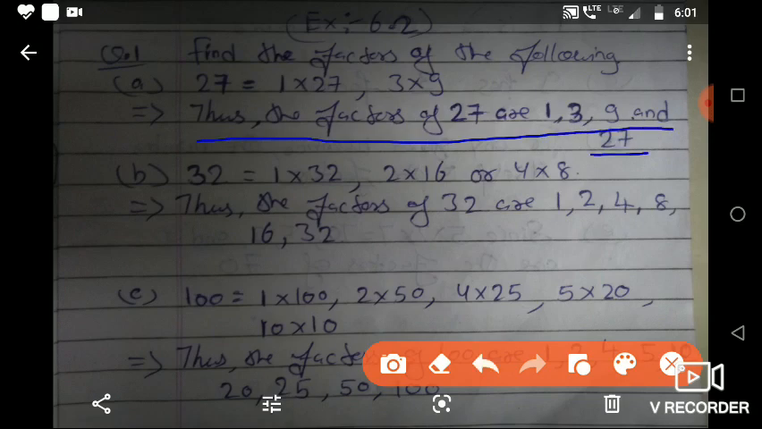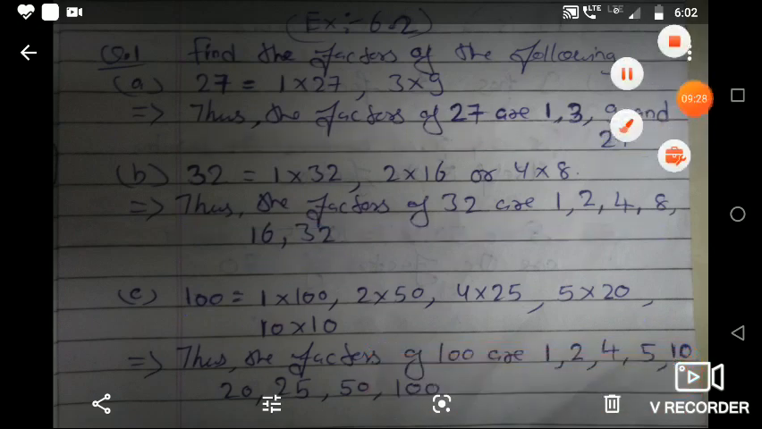Next, the factors of 32. The factors of 32 are 1 and 32, 2 and 16, or 4 into 8. That means 32 ones are 32, 16 twos are 32, or 4 eights are 32 and 8 fours are also 32. Thus, write in a sentence: the factors of 32 are 1, 2, 4, 8, 16 and 32.